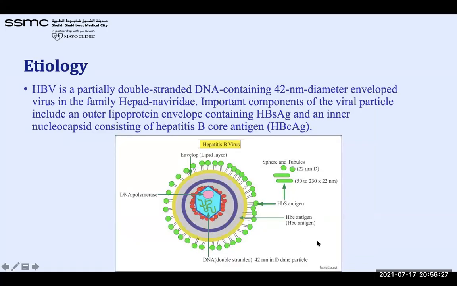Hepatitis B is a DNA virus. It's in the family of hepatitis viruses. It has many components, which are the surface antigens and the E antigen or the core antigen, which is the inside or the core. So we have to understand that. Why, I'll show in a minute.